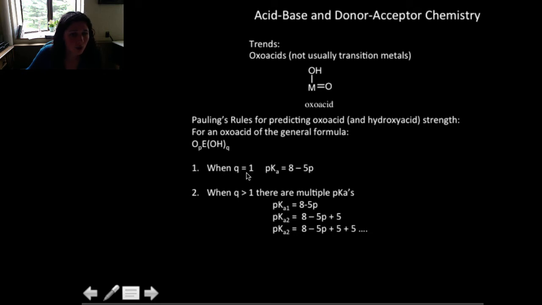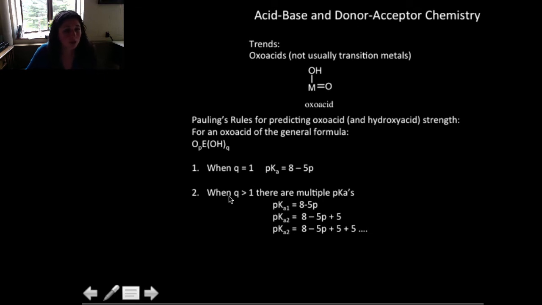When Q is 1, so that means when there's only one proton, or one hydroxy group that will release a proton, the pKa is predicted to be 8 minus 5p. So 8 minus 5 times the number of oxo groups. And the number of oxo groups will decrease the pKa, or increase the acidity, because oxygen is an electron withdrawing group, and so it increases the acidity of this hydrogen.